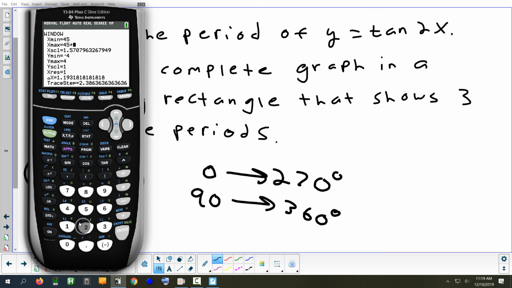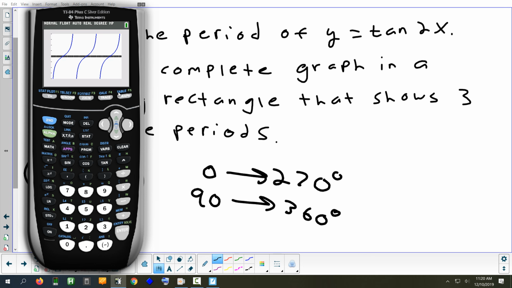And then 45 plus 270, 315. So now if I hit graph, I think, yes, I'm going to get 3 nice sections of tangent without cutting anything off, half and half. Again, it's not super critical, but sometimes you might have to adjust your window to do things like that, to not cut things off. Right?